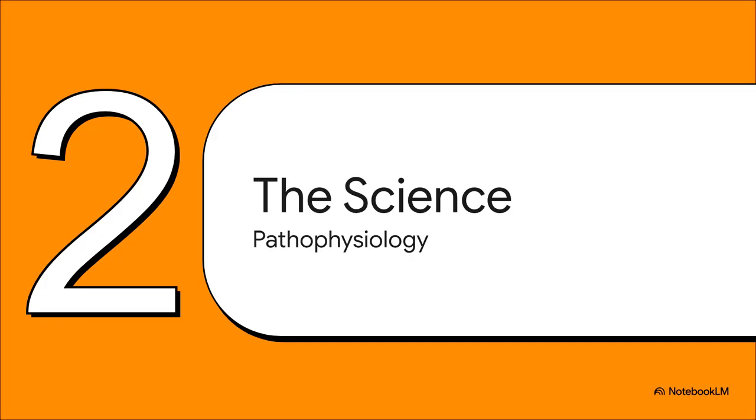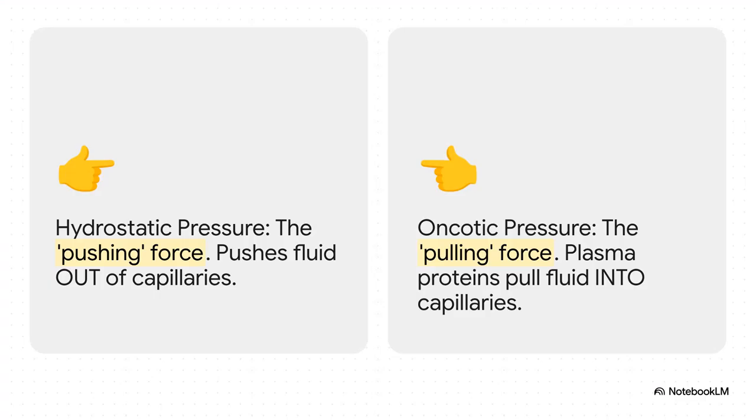Okay, so we're talking about generalized edema. Now we have to ask the really fundamental question, why does this fluid shift happen in the first place? What are the basic forces at play inside the body that are going haywire? I want you to picture this as a constant tug of war happening in every single one of your capillaries. You've got hydrostatic pressure, which is driven by the heart, and it pushes fluid out. And on the other side, you have oncotic pressure, which is created by proteins like albumin, and it acts like a sponge, pulling fluid back in. Edema is simply what happens when that push gets too strong or the pull gets too weak.